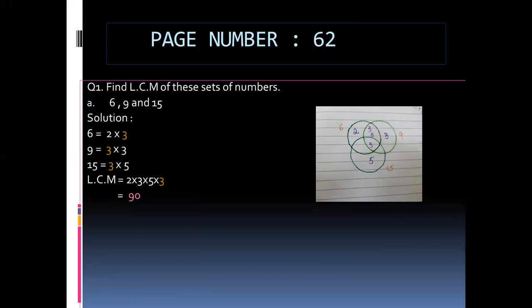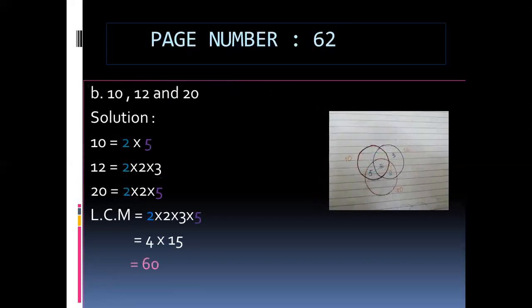You see that in the diagram and also in the numbers, only 3 is common there. This 3 is common between these numbers, 6, 9 and 15. Only 3 is common. 2 multiplied by 3 multiplied by 5 multiplied by 3. 2 3s are 6, 6 5s are 30 and 30 3s are 90.